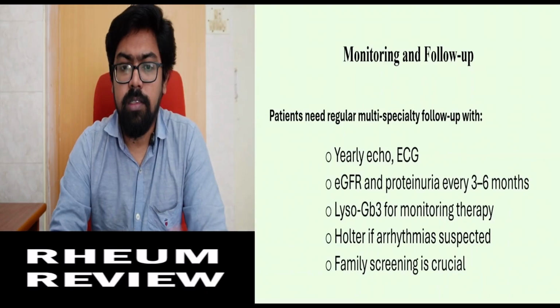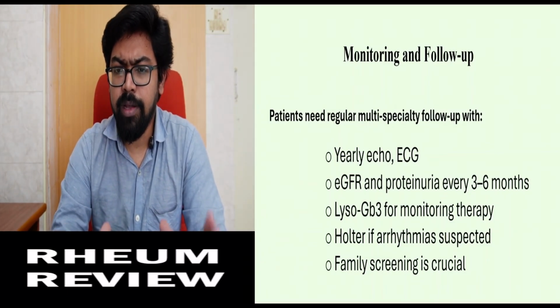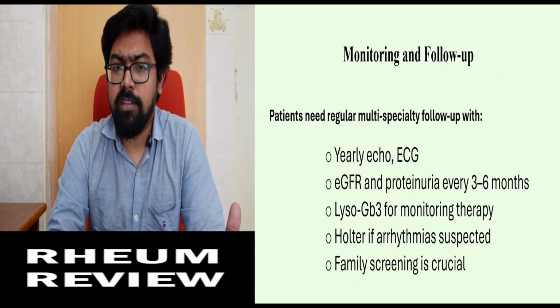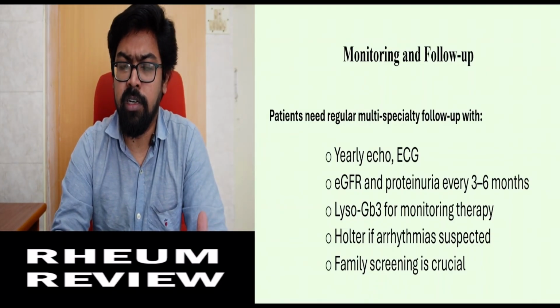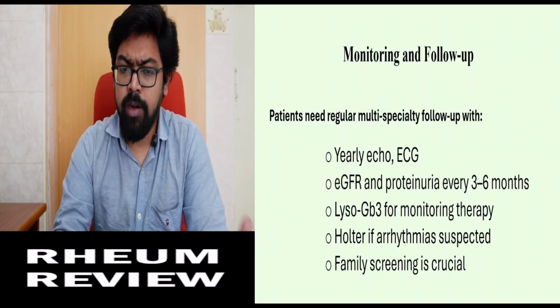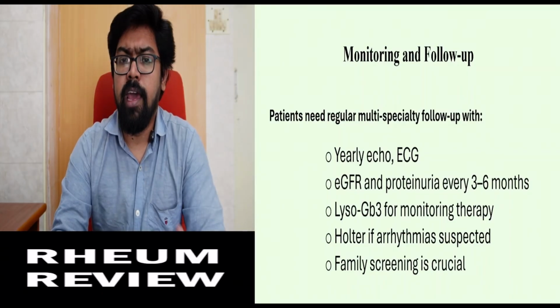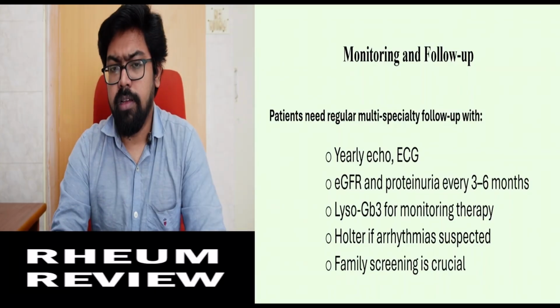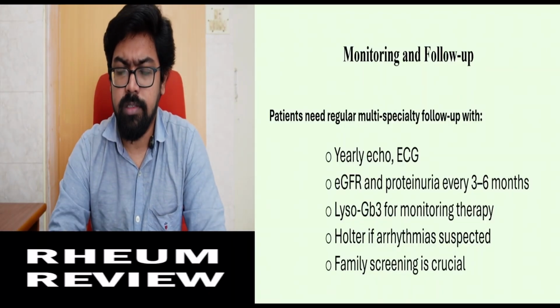in the earliest stage. So how do you have to monitor these patients? These patients should be followed annually or regularly with a yearly echo and ECG, proteinuria every 3 to 6 months, and lysosomal GB3 level for monitoring the therapy, whether the disease burden is improving or not, and Holter. If you are suspecting an arrhythmia, you have to do a Holter. And family screening is crucial. Suppose the patient is diagnosed with a GLA gene mutation, then the whole family should be screened for that mutation.